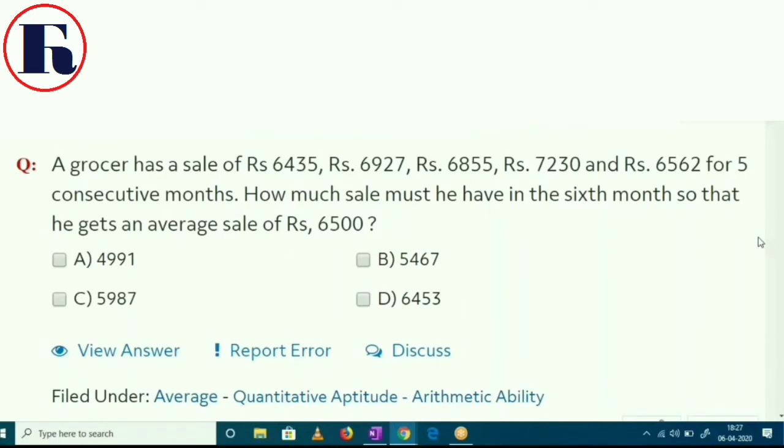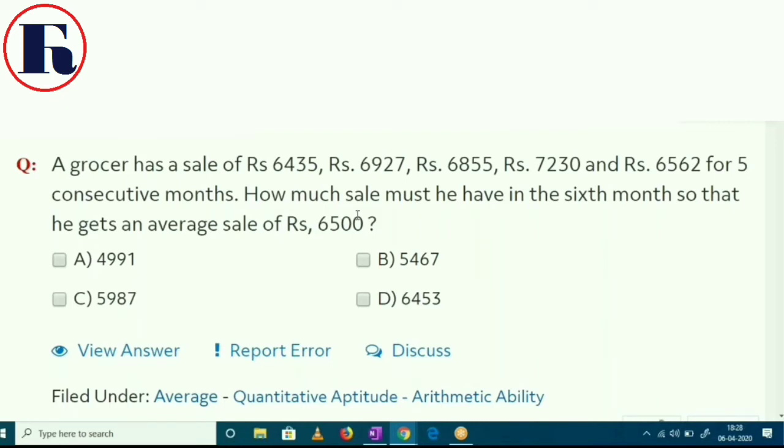Before addition and subtraction, I'll first understand the question. Is that clear? There is a person who sells, and these are the 5-month sales of this person. It means the first month he sold this much amount, the second month this much, the third month 6, 8, double 5, and like this he sold for 5 months. Now the question is how much he must sell in the 6th month so that his average comes to around 6500.